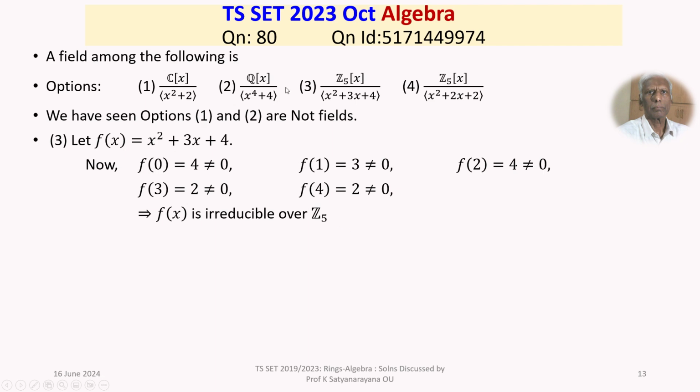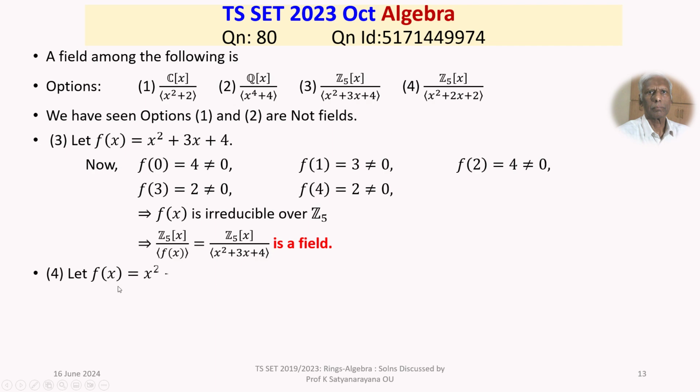It is of degree 2 over a finite field. So when it is irreducible, Z5[x] by the ideal generated by f of x, that is Z5[x] by the ideal generated by x square plus 3x plus 4, is a field. And by the way, how many elements will it have? It will have p to the power n, where p is 5 and n is the degree of the polynomial, 2. It will have 5 square, that is 25 elements. But we are given which one of the following is a field, therefore it's a field.